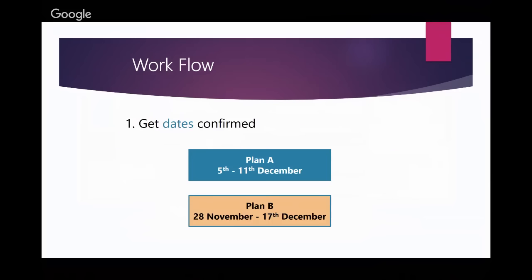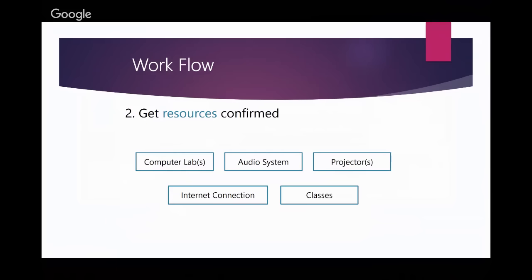So, the first plan, like I mentioned, is that our main focus is 5th to 11th December itself, so that it's easier for them and easier for us. If it's not possible, maybe they are having exams or annual functions or whatever, then we'll move to plan B, that is 28th to 17th December. These are some resources which we want to ask them about, and then they will confirm if they're available: computer lab, audio system, projector, internet connection, and classes.